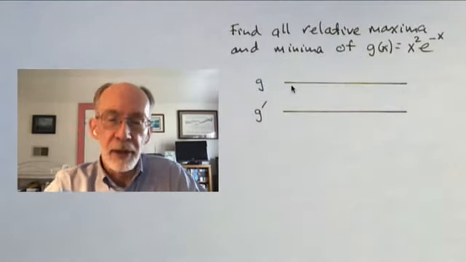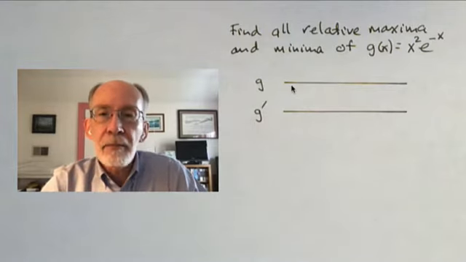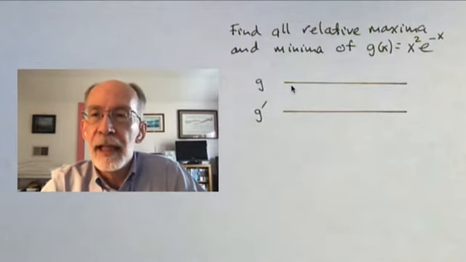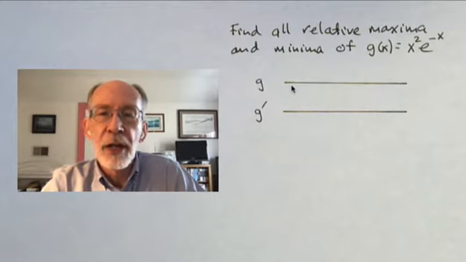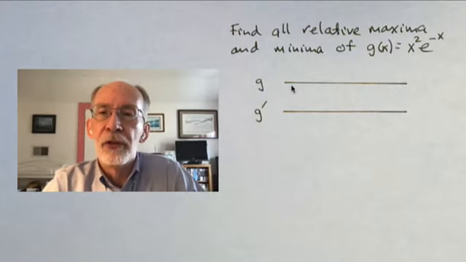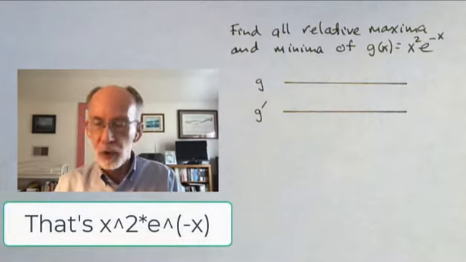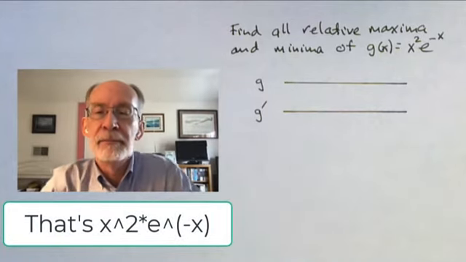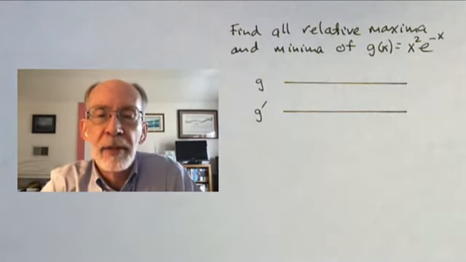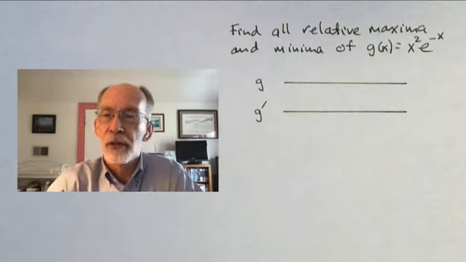Our first example is a very traditional one in which you might be given a function defined by some equation and be asked to find the locations of all the relative maxima and minima. And our function is g of x equals x squared e to the x. And if we're going to locate maxima and minima using the first derivative test, we of course need the first derivative.